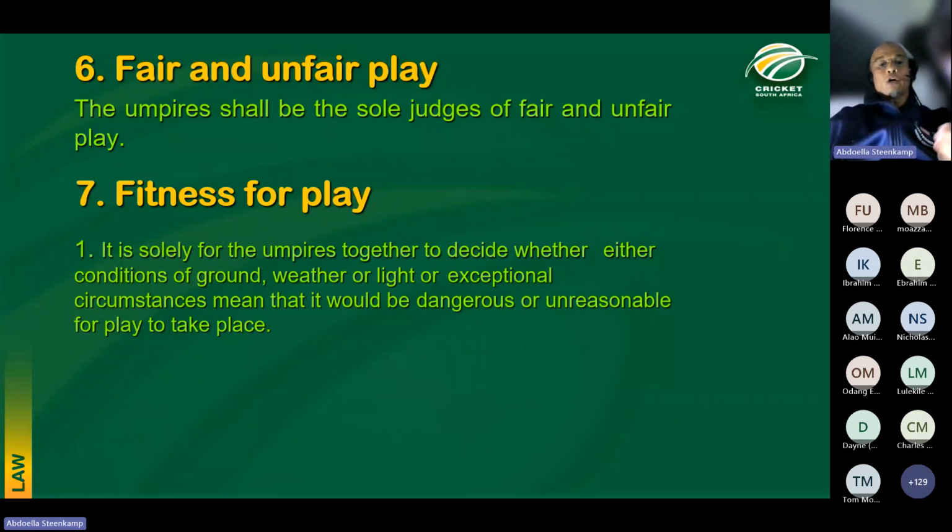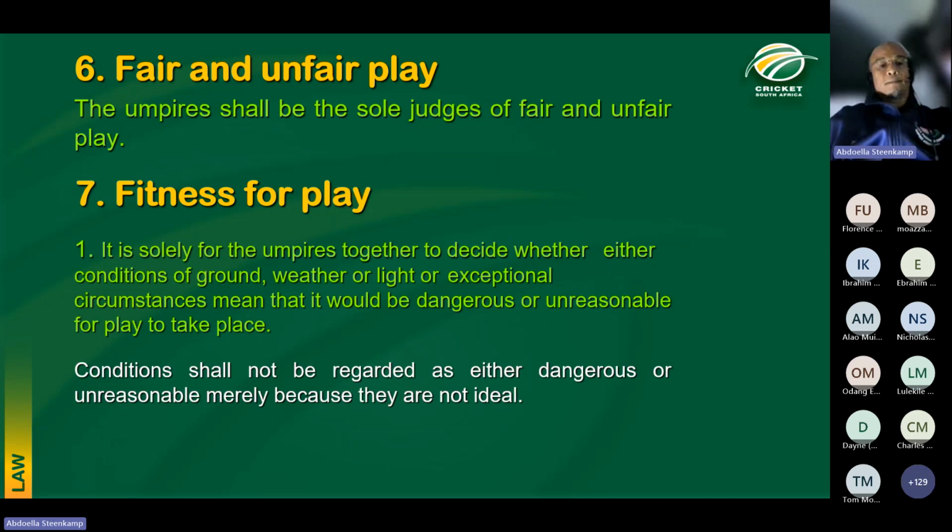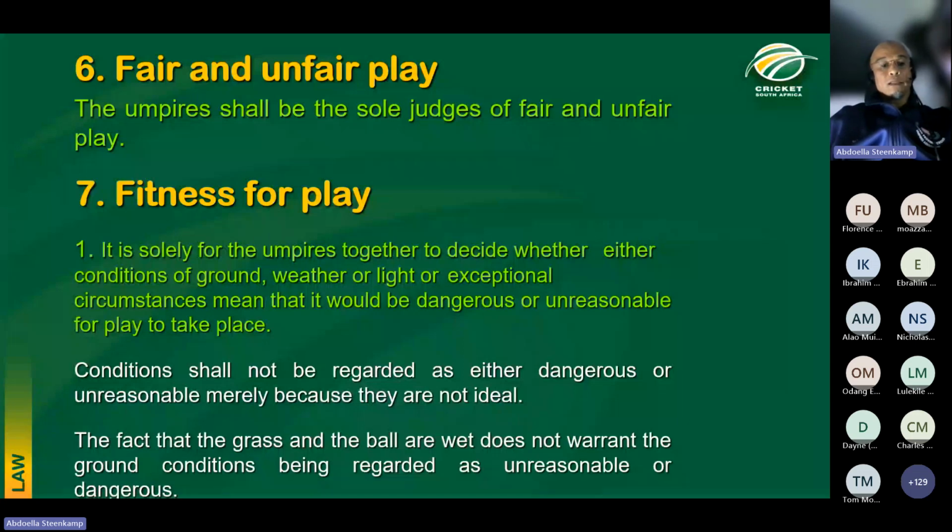It is solely for the umpires, and they need to do this together, and they need to decide whether conditions of ground or the weather or the light mean that it would be either dangerous or unreasonable for play to take place. So there are criteria that the umpires need to take into account with regards to the conditions of ground, weather and light, which is whether it is dangerous or unreasonable. In the next slide, we will see what the definitions are for dangerous or unreasonable. Conditions also shall not be regarded as either dangerous or unreasonable merely because they're not ideal. Sometimes you'll find that the grass and the ball are slightly wet, but this doesn't warrant that the conditions are unreasonable or dangerous.